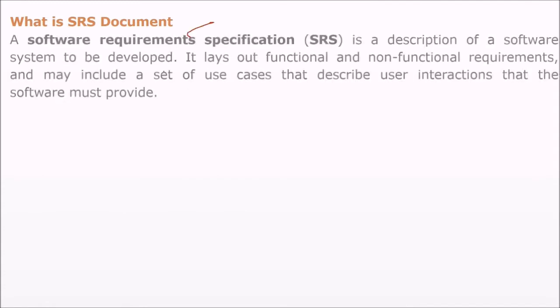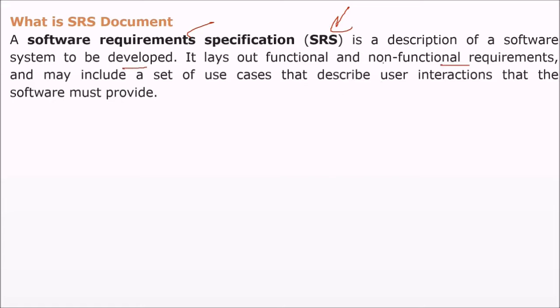Next is, what is an SRS document? The SRS, Software Requirement Specification, is a description of the software system to be developed. It lays out the functional and non-functional requirements and may include a set of use cases that describe user interaction that the software must provide. Use case, as we have seen in UML.